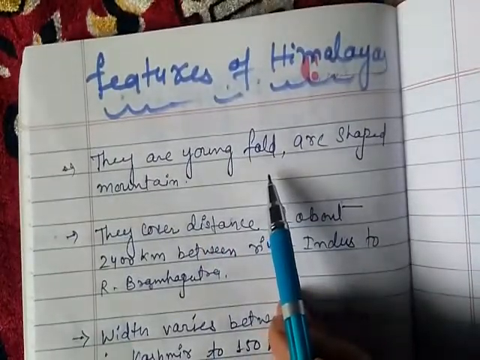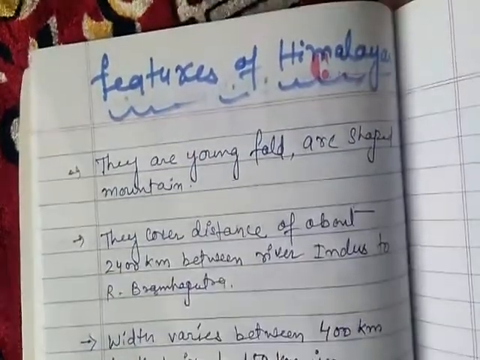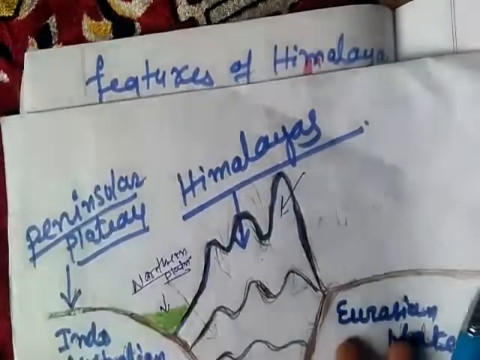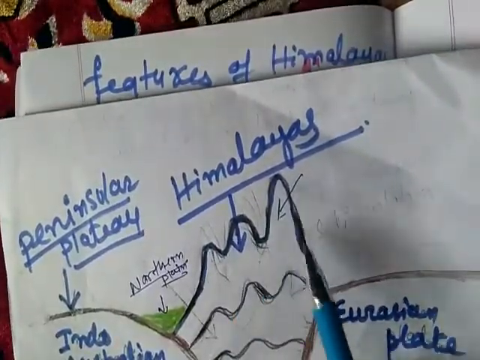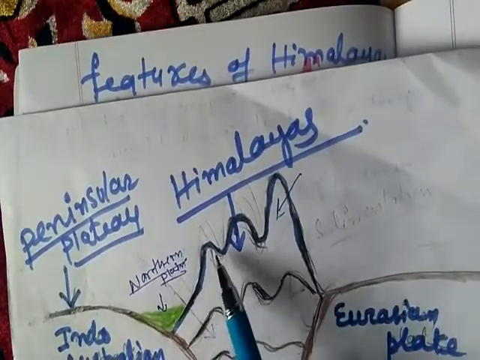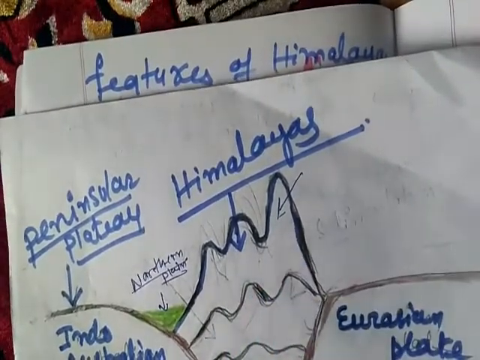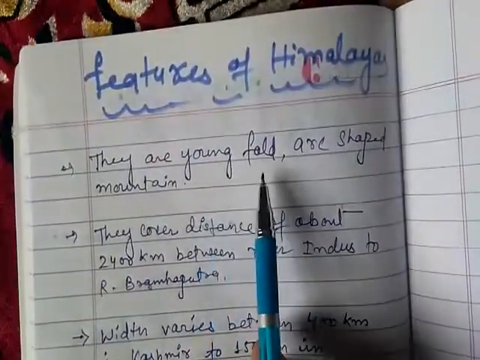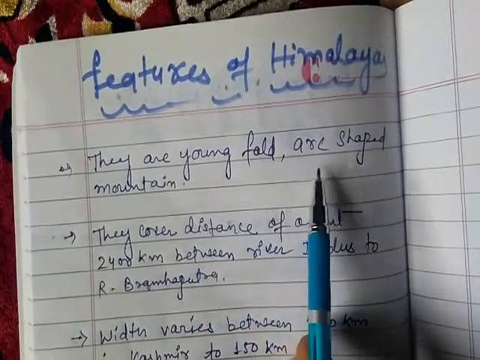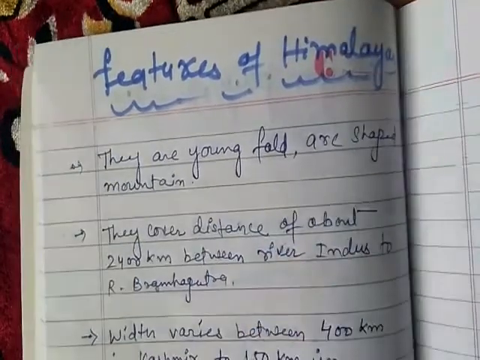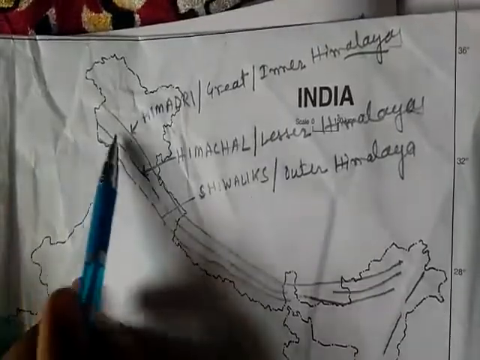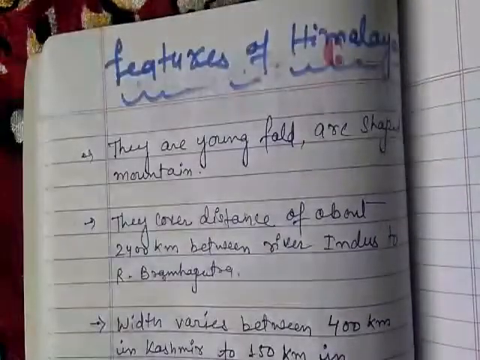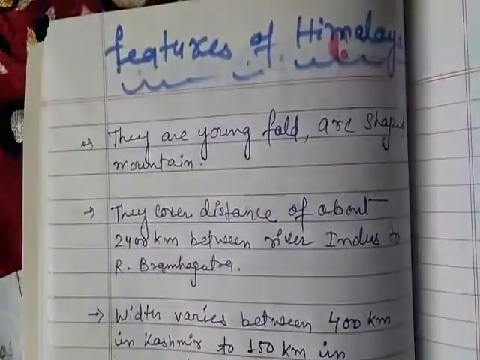Then the Himalayas are folded mountain. I had shown you in my early video how Himalayas were formed. It was formed due to the folding of Tethys Sea. As the Himalayas were formed due to the folding sea, it is known as fold mountain. So the Himalayas are young and fold mountain, and they are arc shaped. See the shape? Arc-shaped mountain. So Himalayas are young, fold and arc-shaped mountain.